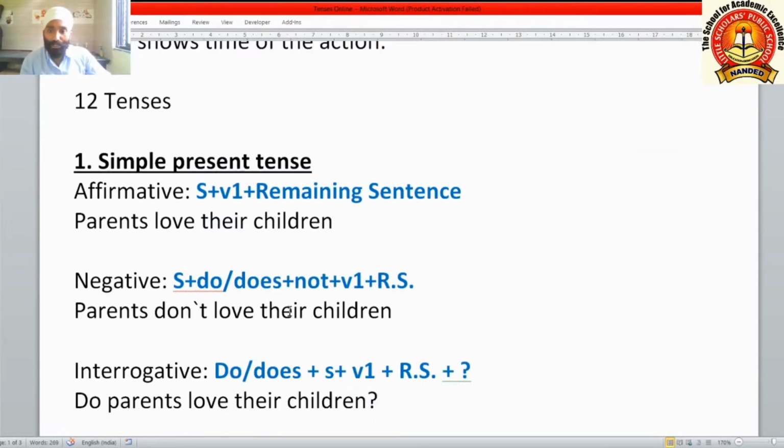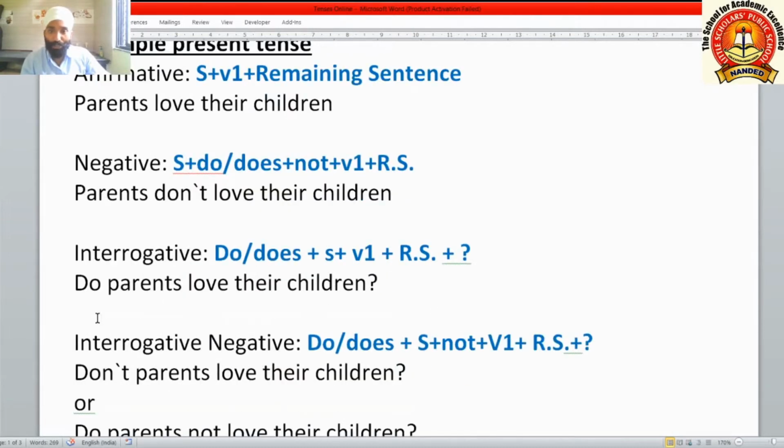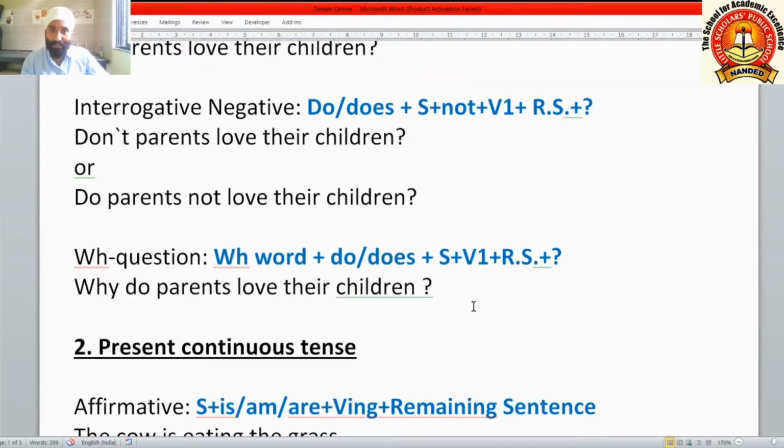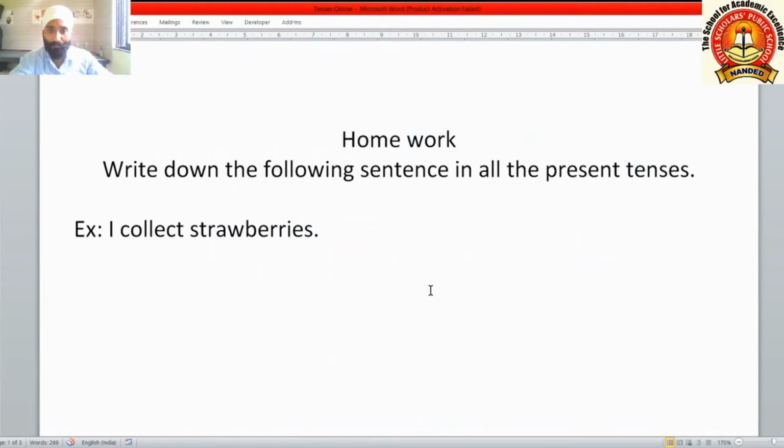Parents love their children. Parents don't love their children. Do parents love their children? Don't parents love their children? Do parents not love their children? Why do parents love their children? This way you have to practice these tenses. You have to write all these formulas into your notebook. Examples don't write, because examples I am giving you as homework.